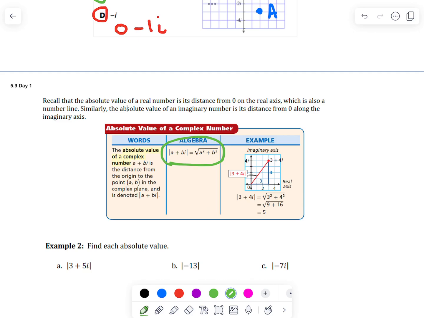So you have an absolute value of a plus bi. What we do is we take the square root of the real part squared plus the imaginary part squared. And then there's an example off to the right that shows you the 3 squared and the 4 squared. You add them together and you get 5. And then what they did is they graphed it. So here's the origin 0, 0. And they graphed the complex number. So you go right 3 and up 4, and there's that complex number. And that distance from the origin to that green dot is a distance of 5 units.